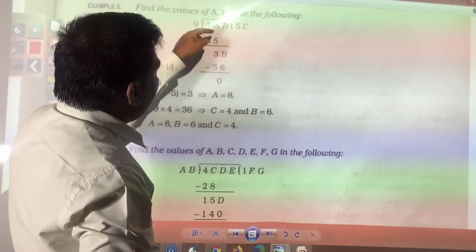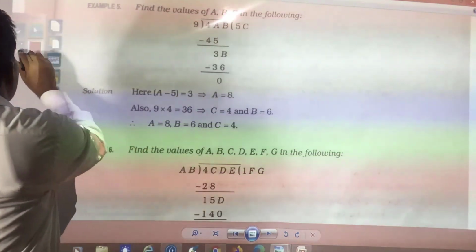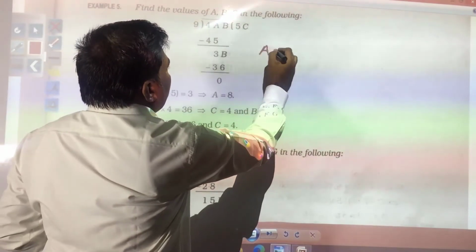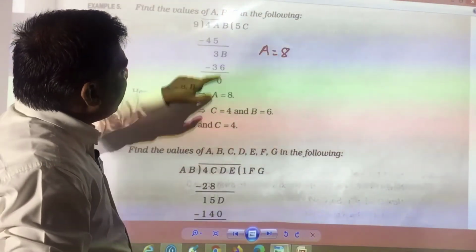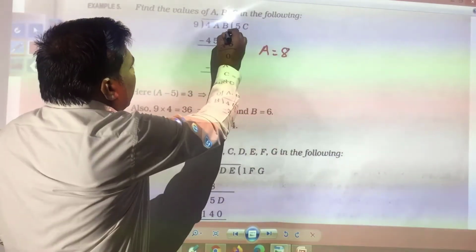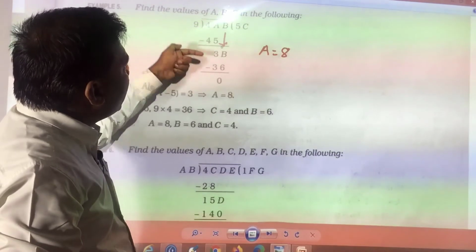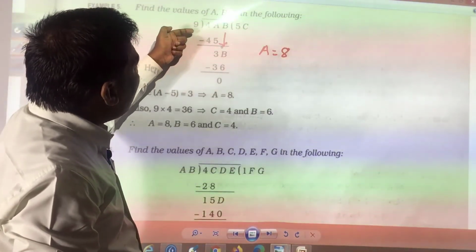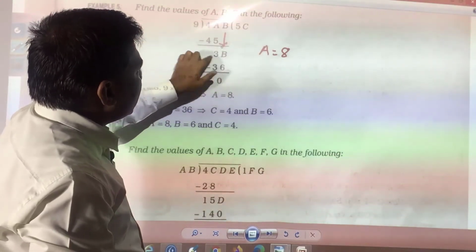So, A should be 8. 8 minus 5 is equal to 3. So, the value of A you have got, A is equal to 8. Now, here you see 3 you have got. Now, B will be taken down. So, now your number is 3B. Now, 9, how many times will we take? So that we get 36.